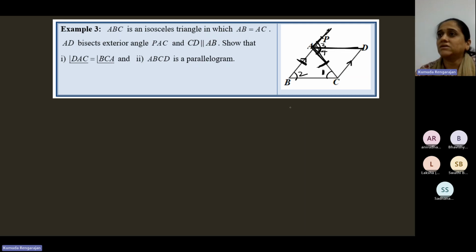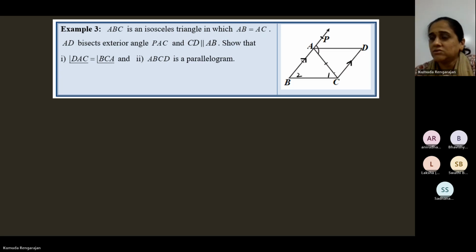Bisects means dividing the angle into two equal portions. Okay. So angle 1 is equal to angle 2 because ABC is isosceles. So angles opposite equal sides are equal. Angle 3 is equal to angle 4 because it's given that AD bisects angle PAC.